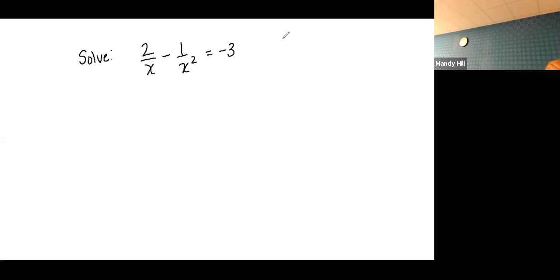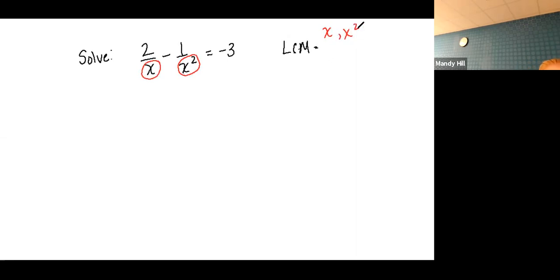So the least common multiple of these two, what you want to do is focus on the denominators. So we're really focused on the x and the x squared. Those are the two things that we're comparing. We want the least common multiple of those two, x and x squared.